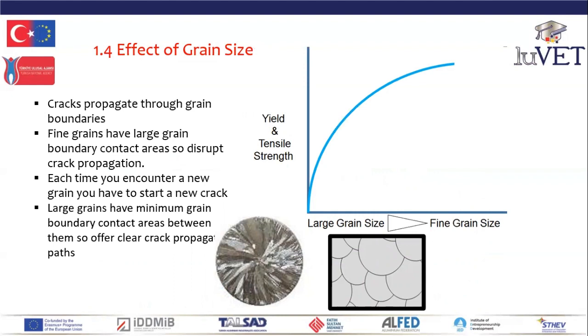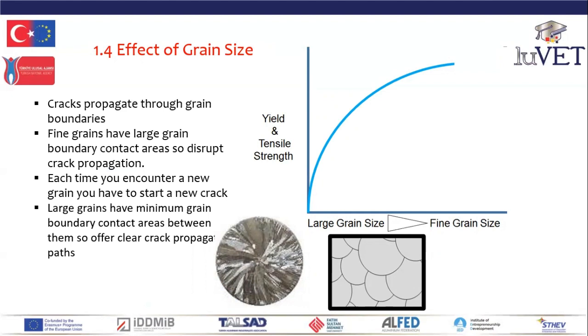Now, being planes or lines of weakness, cracks will propagate through the grain boundaries. If you have fine grains, you have large grain boundary networks, so many, many grain boundaries through which the cracks have to meander. And each time a meandering crack hits a grain, it is disrupted. Each time a crack encounters a grain, it has to start a new crack. So large grains have minimal grain boundary contact areas between them, and they offer clear crack propagation paths. Thus, fine grains and fine grain networks interrupt crack propagation and exhibit high strength.